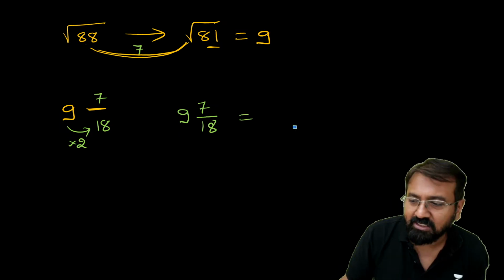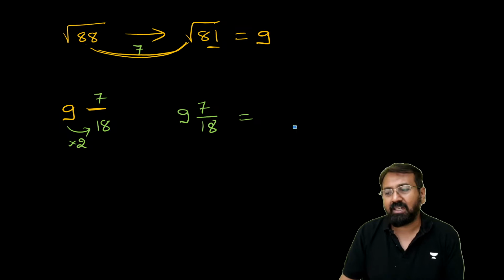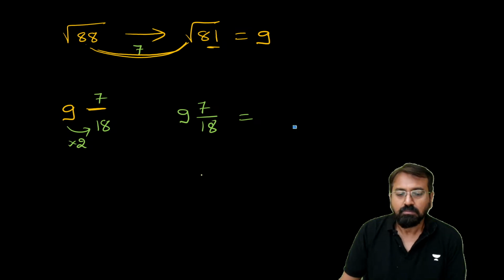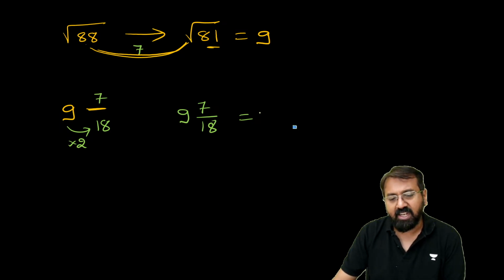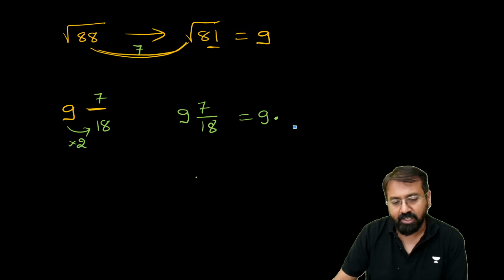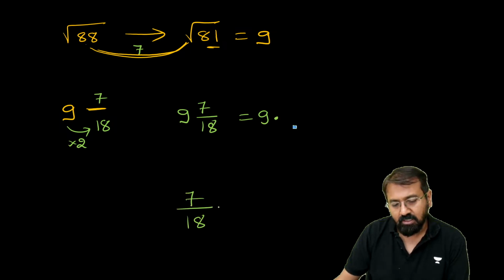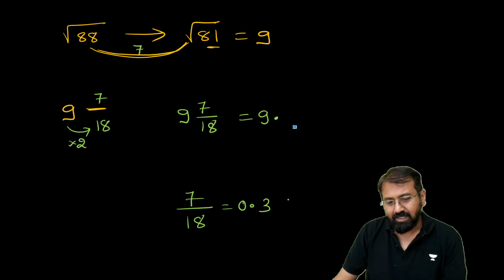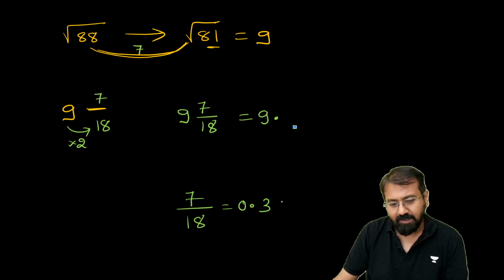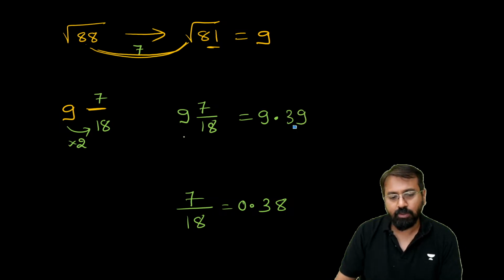Now guys, what is 7 by 18? Can you quickly tell me in the chat box? What will be 7 by 18 in decimal? So can I say it's 18 3s are 54. So 9 and 7 by 18 is equal to 0.38. So it's going to be 9.39 approximately. Do you all agree guys?